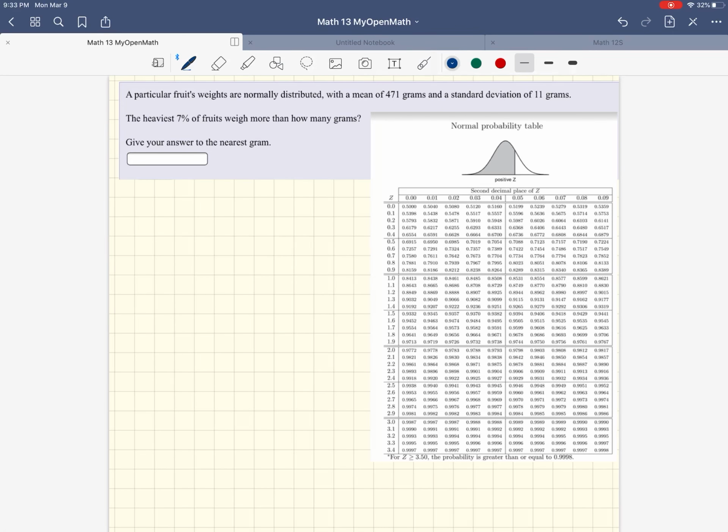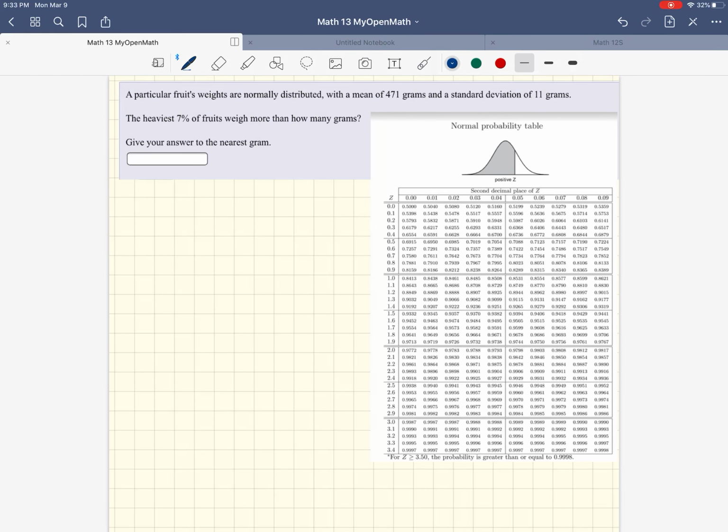Here we have to find the following. A particular fruit's weights are normally distributed with a mean of 471 grams and a standard deviation of 11 grams. The heaviest 7% of fruits weigh more than how many grams? Give your answer to the nearest gram.